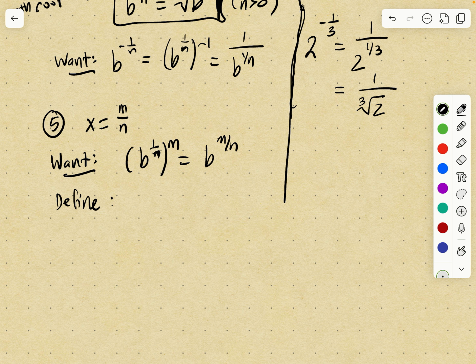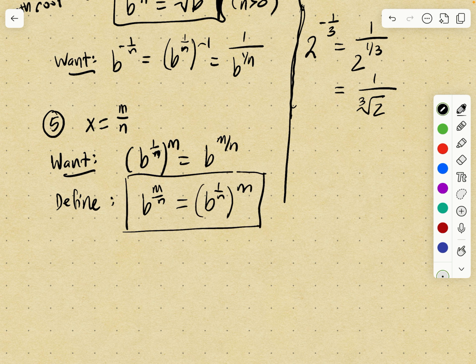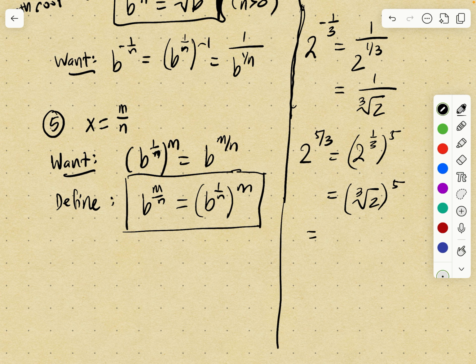So, well, that's how we define it then. We define b to the m over n to be b to the 1 over n raised to the mth power. So for example, 2 to the 5/3 power is defined to be 2 to the 1/3 power raised to the 5th power. So that's the cube root of 2 raised to the 5th power, which you can write as the cube root of 2 cubed times the cube root of 2 squared. So this would be 2 times the cube root of 4.